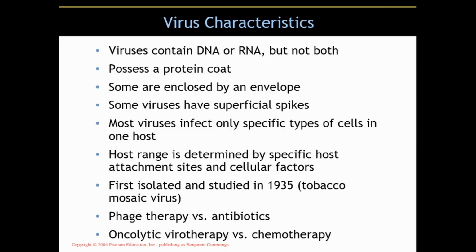So, some basic viral characteristics. They contain DNA or RNA, but never both. This is one way that we will classify them. This is kind of like the main classification division. Is it a virus that contains DNA, or is it one that contains RNA?